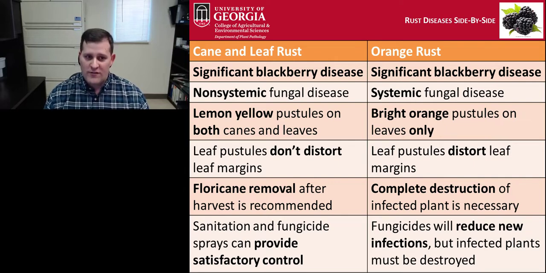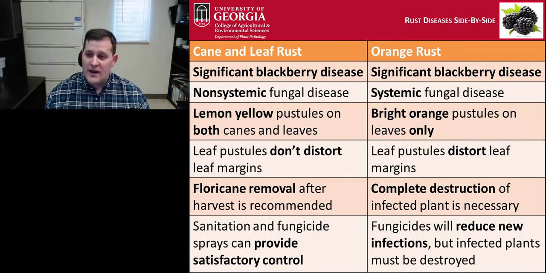Floricane removal after harvest is recommended for management of cane and leaf rust. For orange rust, you need to completely remove and destroy that plant. And sanitation and fungicide sprays generally provide satisfactory control for cane and leaf rust, but not for orange rust. For orange rust, fungicides will only reduce new infections, but the infected plants must be destroyed.